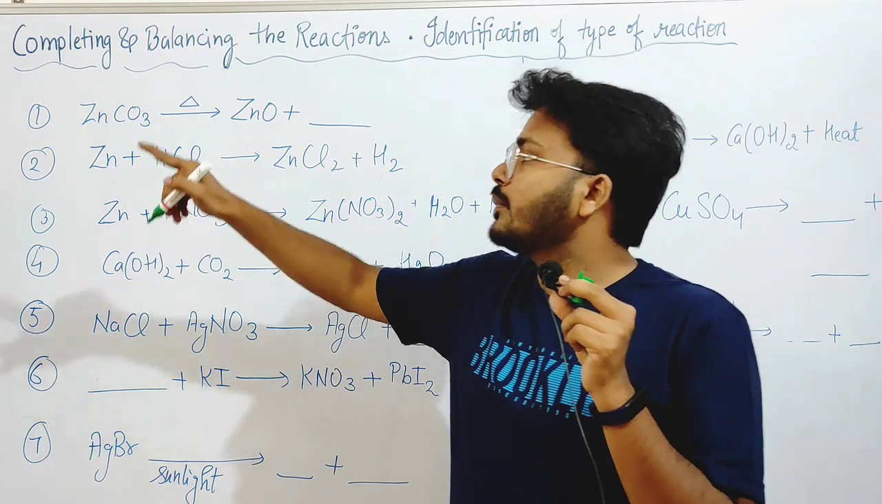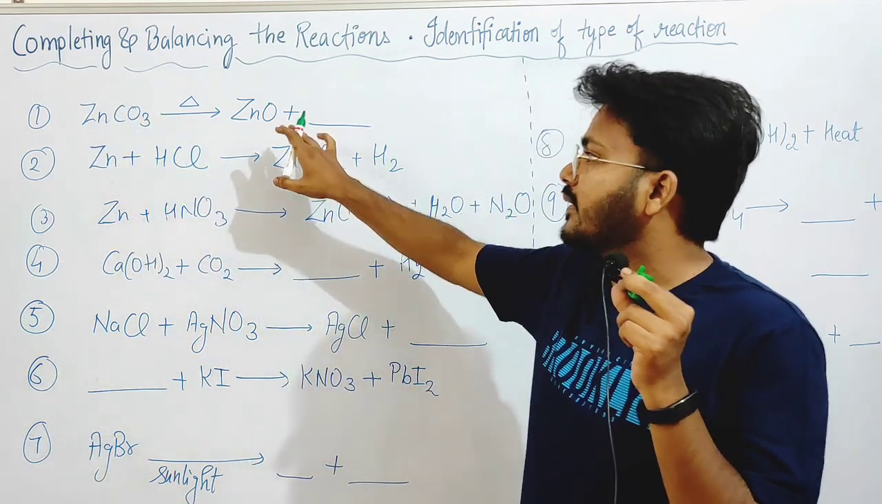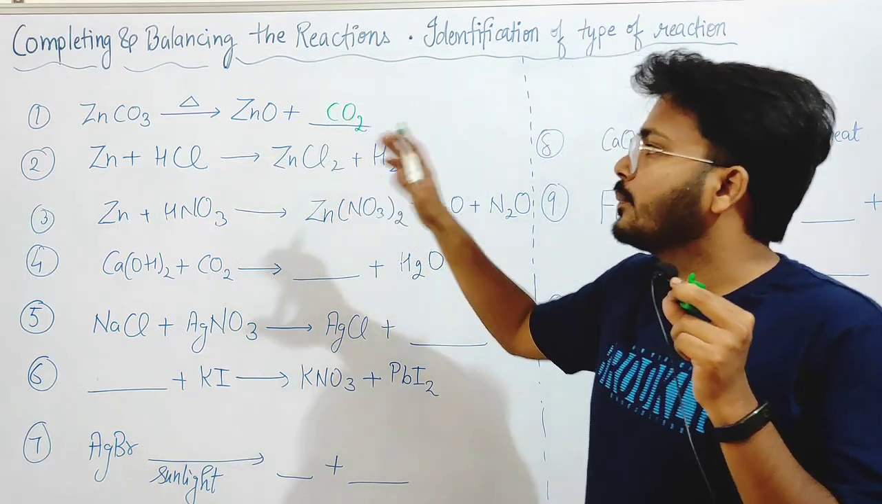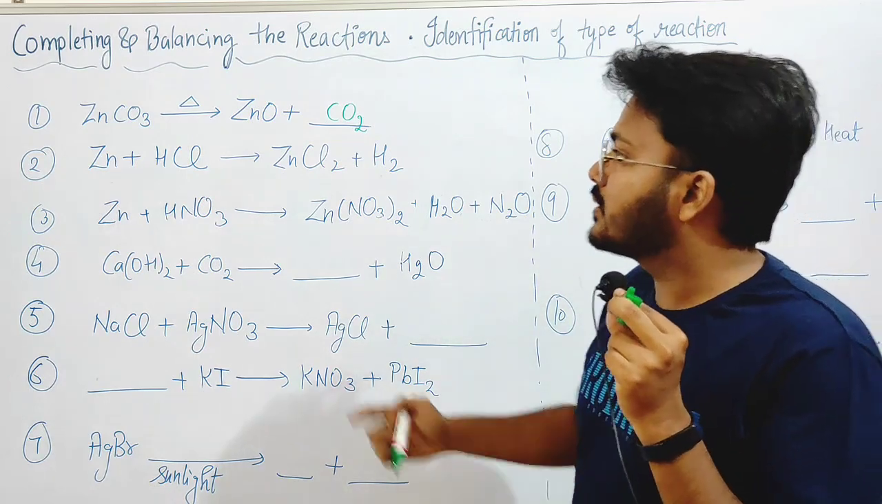It is a type of decomposition reaction in which the zinc carbonate breaks down into zinc oxide and carbon dioxide is formed. This is the simple completion of this reaction. Now let's balance the reaction.